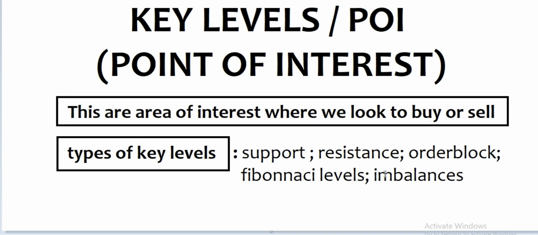And we have imbalances. Imbalances are basically price gaps or areas where the market didn't do much. Price tends to come back to those imbalances to fill them up before rallying in its original direction again. So when price retraces back into those imbalances, that moment when the price is bouncing off it, that imbalance can also be called a key level.